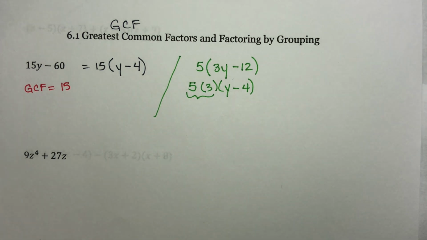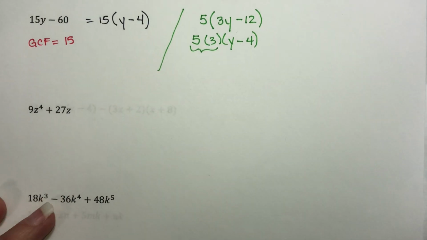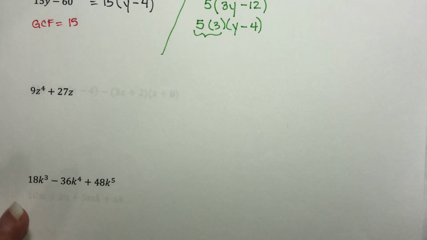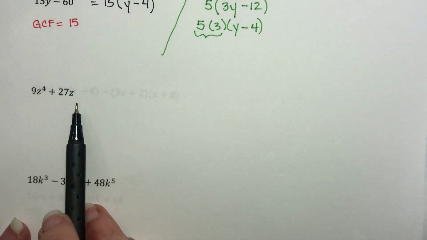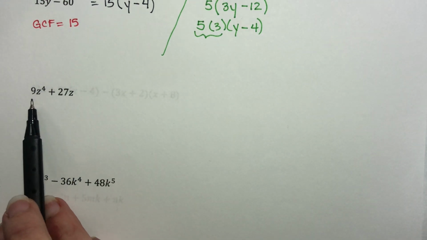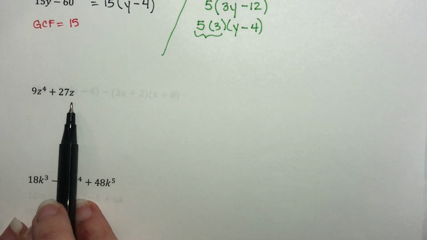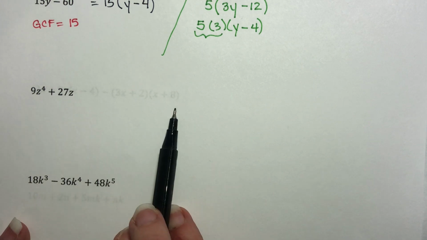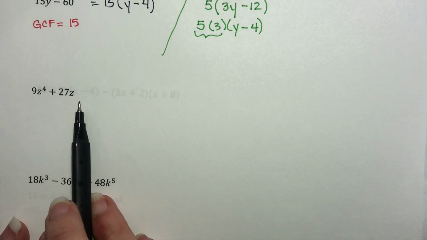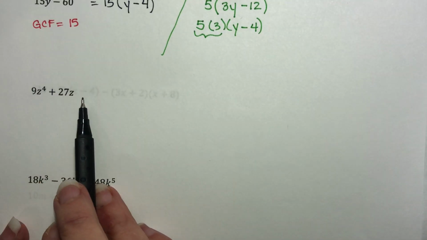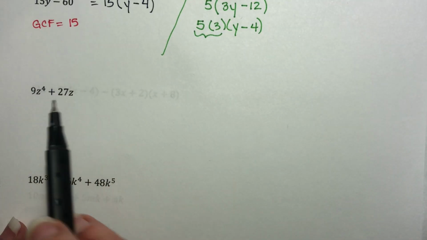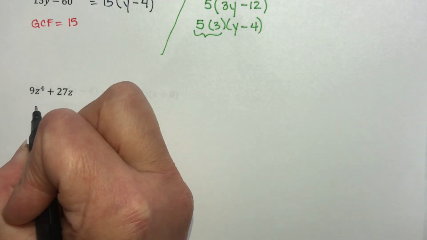Okay. So let's look at 9z to the 4th plus 27z. This time I have a variable in both of them. In order for the variable to be part of your GCF, it needs to appear in every single term. I said every single, here we have 2, here we have 3, we can have a bunch more. As long as the variable is in every term, you're going to have a variable in your GCF. Okay?